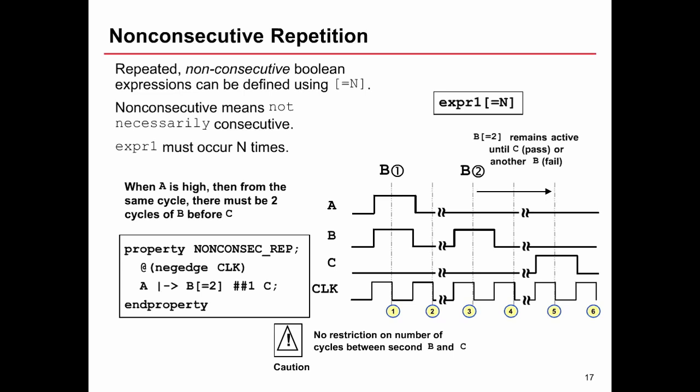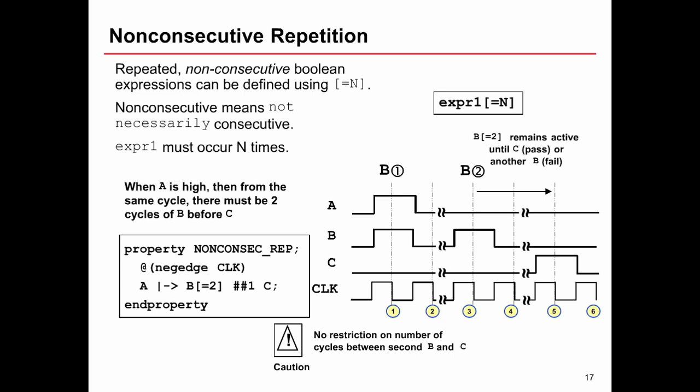Now, things to understand about non-consecutive repetition are that there is no restriction on the number of cycles between A occurring and the first occurrence of B. There could be any number of cycles. There's no limit on how many cycles there are between the first and second B. And furthermore, there is no limit on the number of cycles between the second B and C.